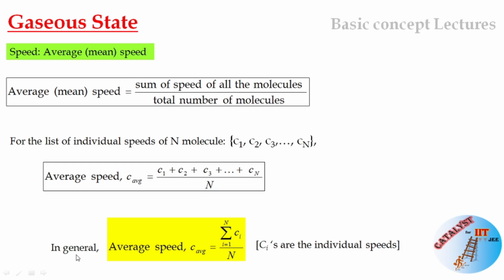So in general, the average speed, which is expressed here as C average, can be written like this. Please remember, this symbol is nothing but the symbol used for summation. Here the summation is taken from 1 to N, as there are N molecules present in the system. The Cis are nothing but the individual speeds of the molecules.